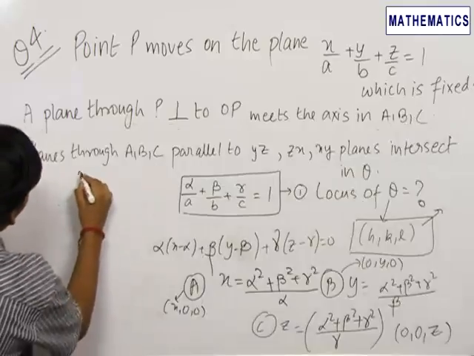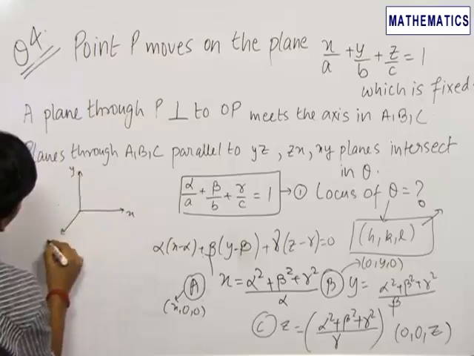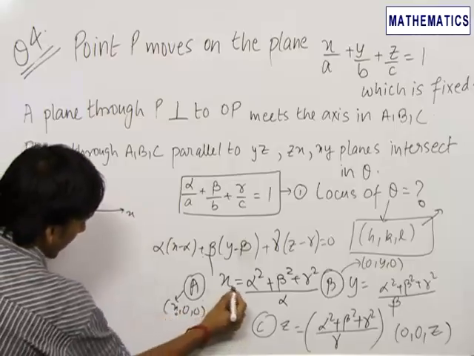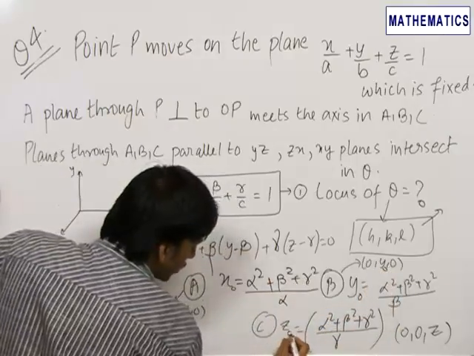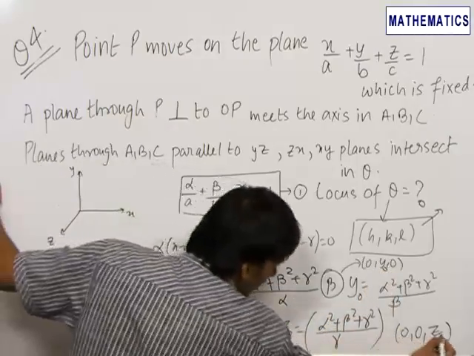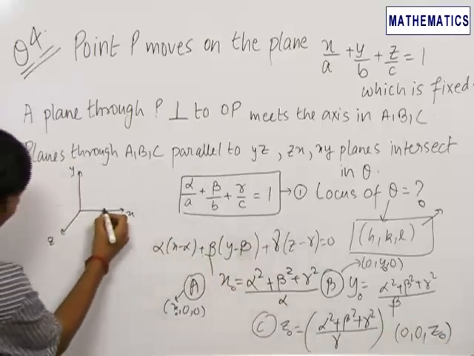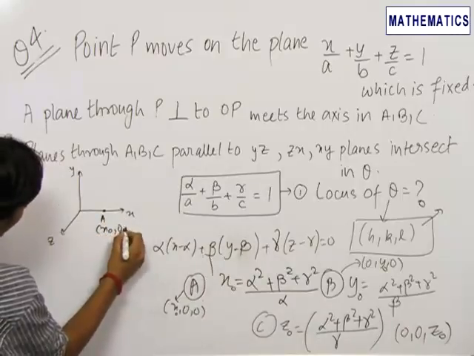We have x, y and z like this. Let me write this as x naught. X naught is equal to this quantity, y naught is equal to this quantity. So as to avoid confusion, z naught is equal to this quantity and this is 0, 0, z naught. Now we have this point A, that is x naught, 0, 0.